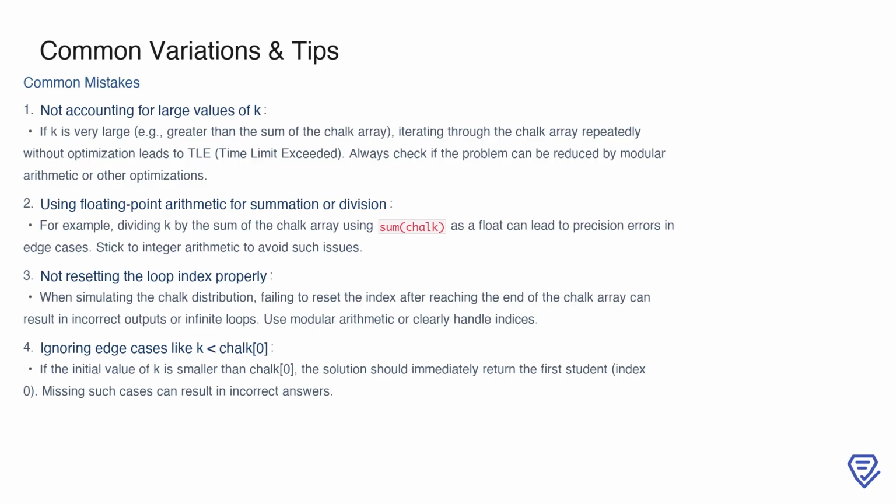Lastly, be cautious with edge cases, such as when k is smaller than the first student's chalk requirement. In such cases, the correct answer is to return the first student's index immediately. Missing these scenarios can result in incorrect outputs.